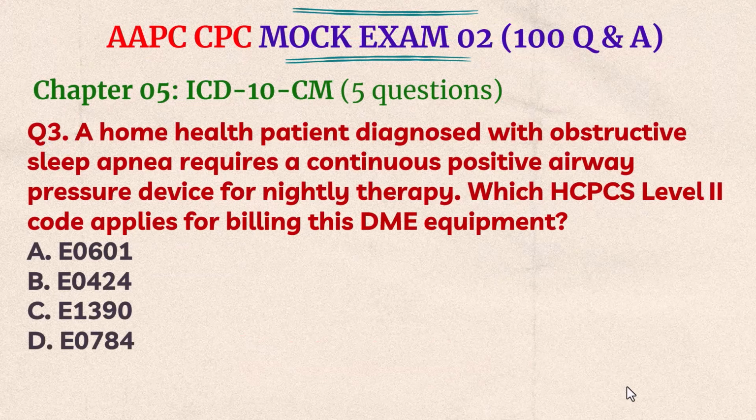Question number 3. A home health patient diagnosed with obstructive sleep apnea requires a continuous positive airway pressure device for nightly therapy. Which HCPCS Level 2 code applies for billing this DME equipment? There are 4 answers available. Take your HCPCS codebook and find the answer. Here you have to highlight this is a continuous positive airway pressure device. When you look at the answers, all answers are using the E codes, relatively adjacent codes. So you can use the elimination method to find the answer.